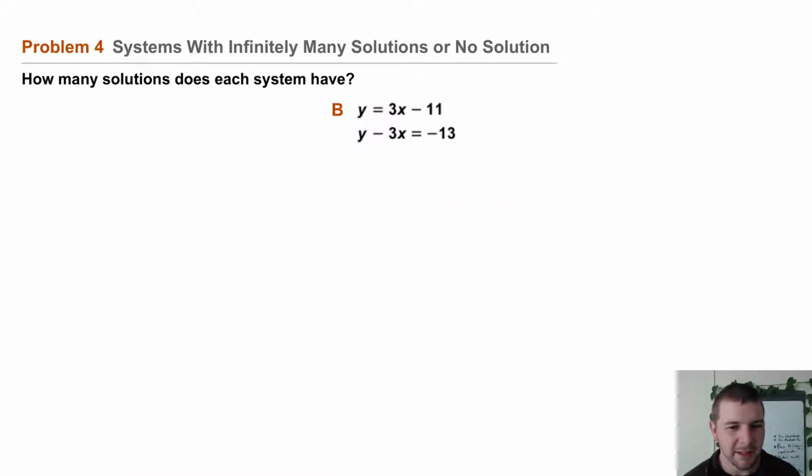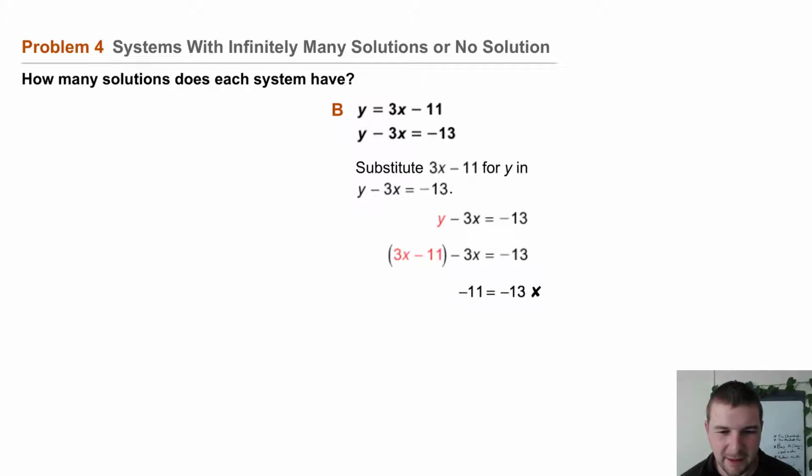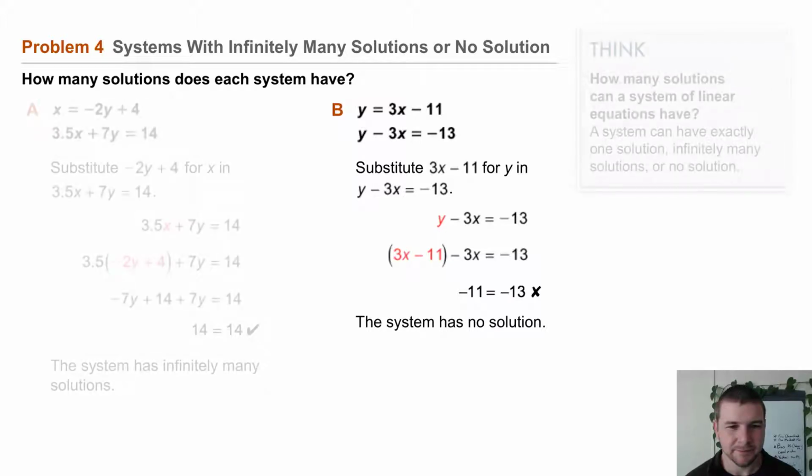But let's continue with the technique shown here. If we substitute 3x minus 11 for y in y minus 3x equals negative 13 and simplify, we find negative 11 equals negative 13. So this system has no solutions.